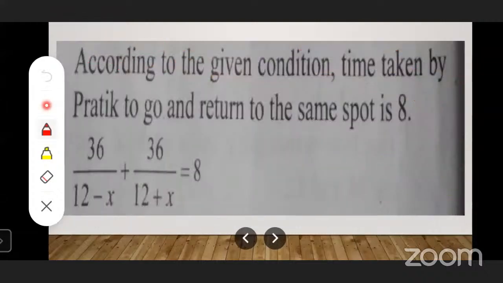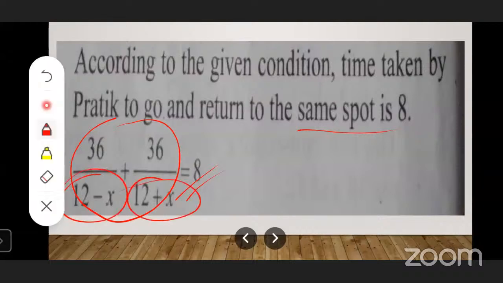Okay. So according to the given condition, the time taken by Pratik to go and return to the same spot is 8 hours, right? So let us add this as 8. When you simplify this, you will get a quadratic equation. Very simply. See, look here, the denominator is different here. So first of all, you need to equalize this. So let us further simplify this.